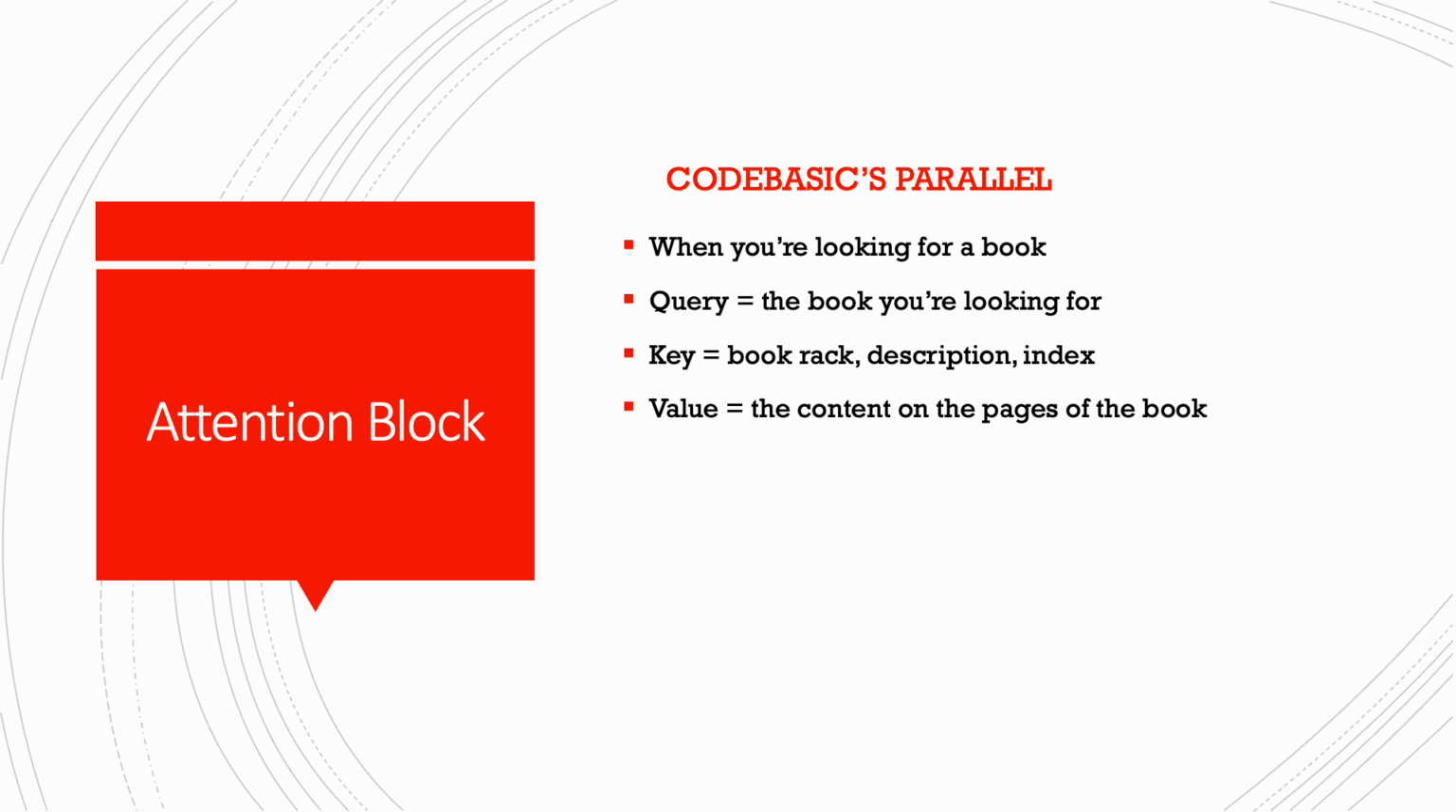The key is kind of the little details that help you find the book. So where is the rack? What's the description of the book? And the index number, like the little serial numbers that the books have. And now the value is the content on the pages inside of the book. So those are the little breakdowns of what the attention block holds for us.